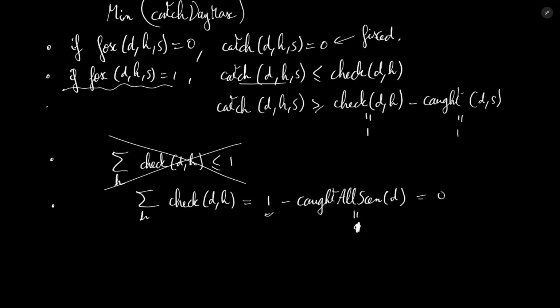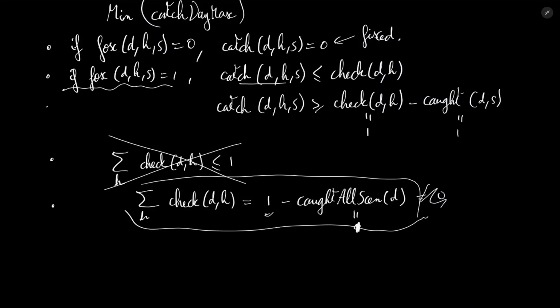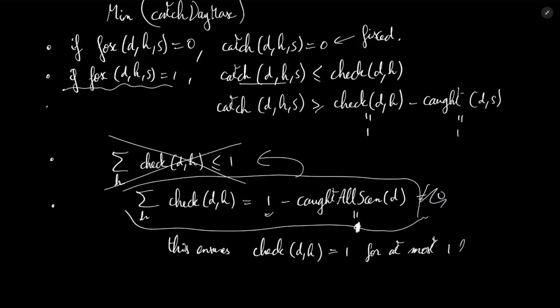Okay, and we can see that this equation right here gives actually more information and is better than the one we were previously writing. And one thing that we can notice is that this equation ensures that check DH equal 1 for at most 1H and not more than that.